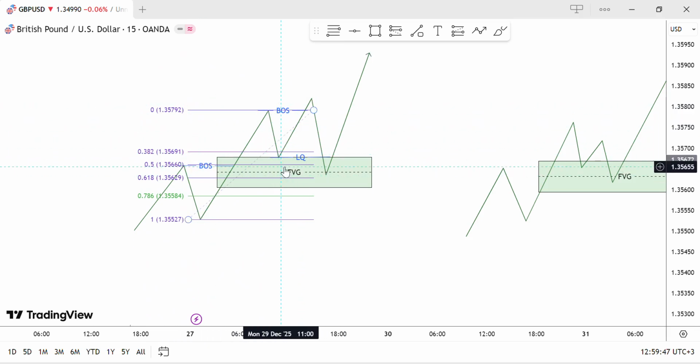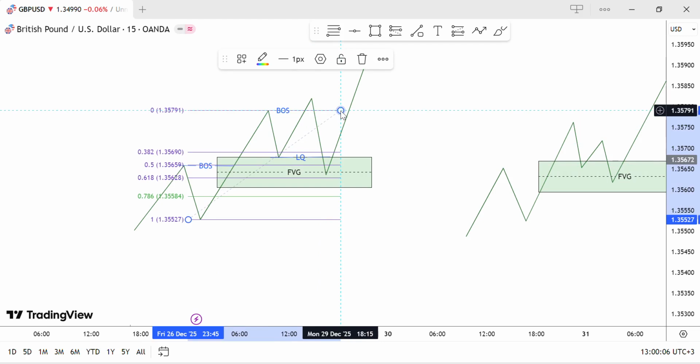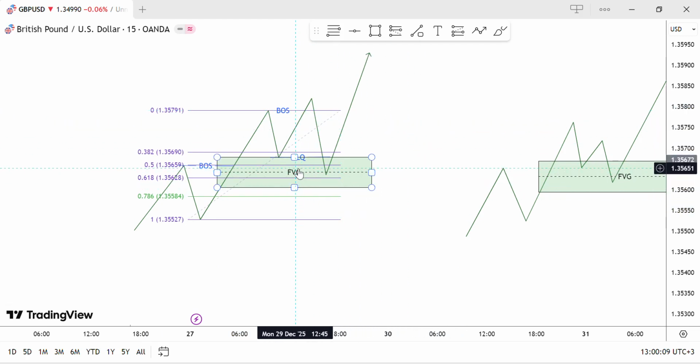meaning it did not reach the discount, so we cannot buy when it has not reached the discount. So still it is in the premium. You don't buy in premium, you only buy when it comes to discount. So here we had 50% here. Let me extend it. When we look at 50%, 50% is here, this line here.